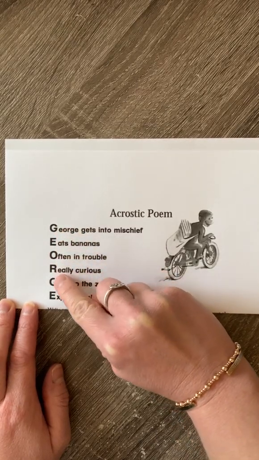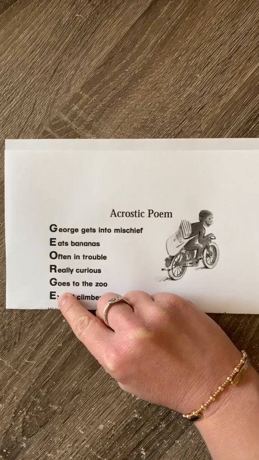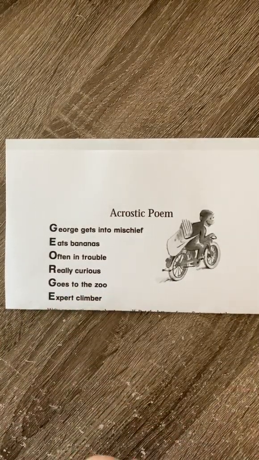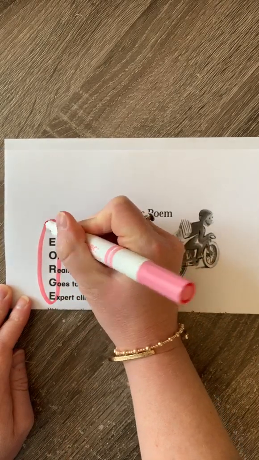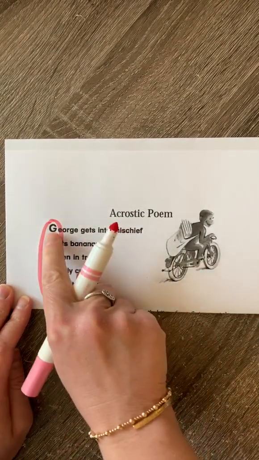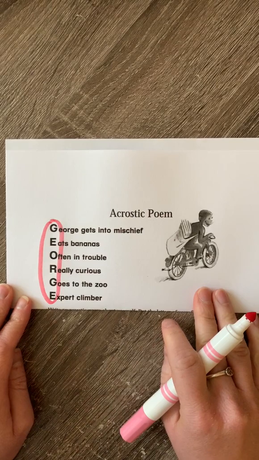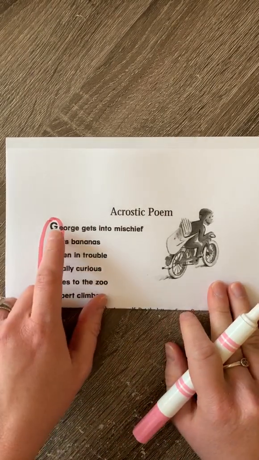George spells George. Acrostic poems spell the word that they're about from the top to the bottom, and that letter starts each line. Let's read this poem together.